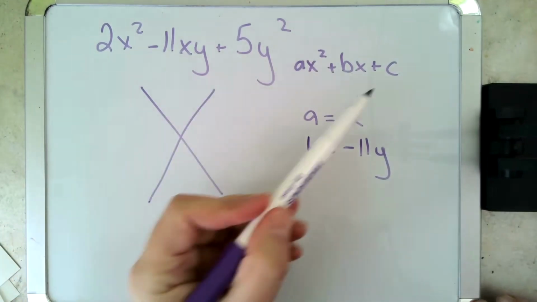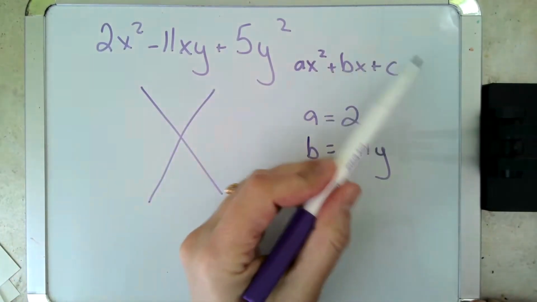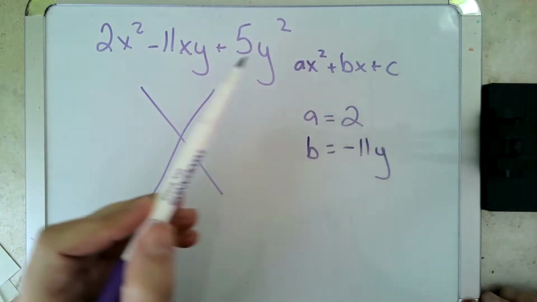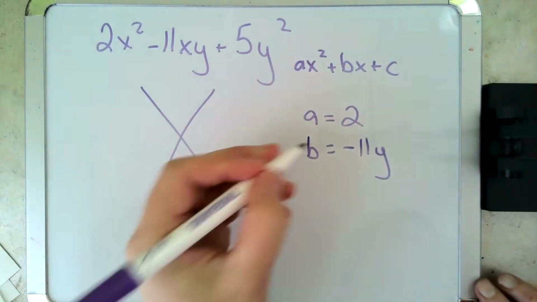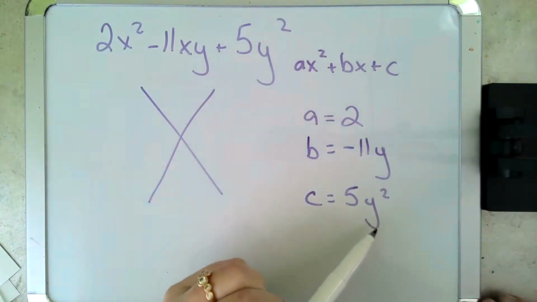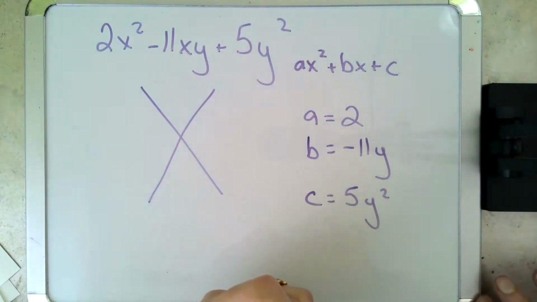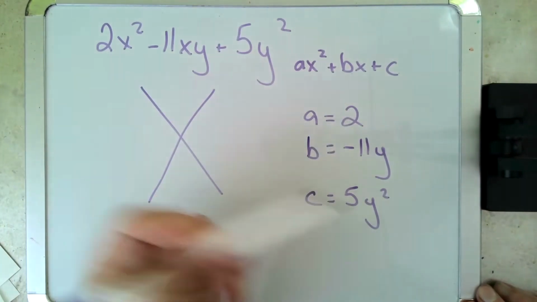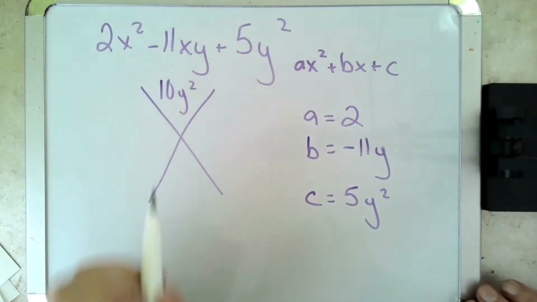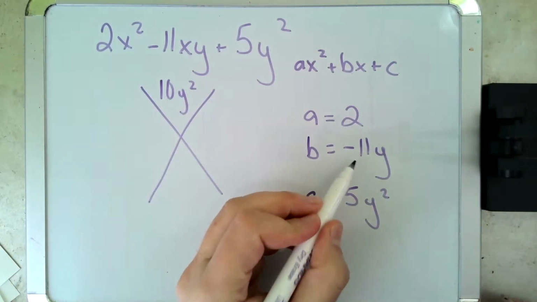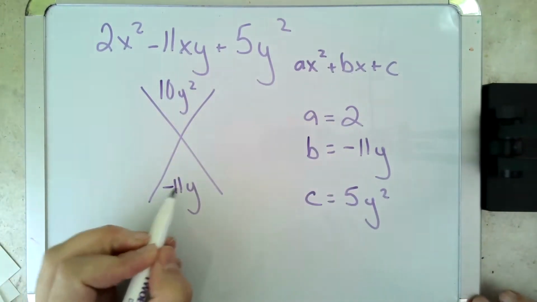Okay, and then finally, C is the numerical term with no x, or technically with an x to the 0. So that means our C is this whole thing, 5y squared. All right, so we can still operate like that. What goes up top is A times C. So wouldn't that be 10y squared? And what goes below is our B, and so wouldn't that be negative 11y?